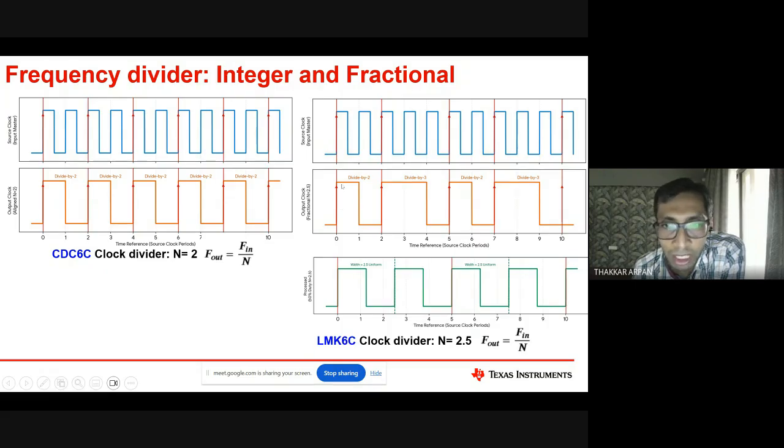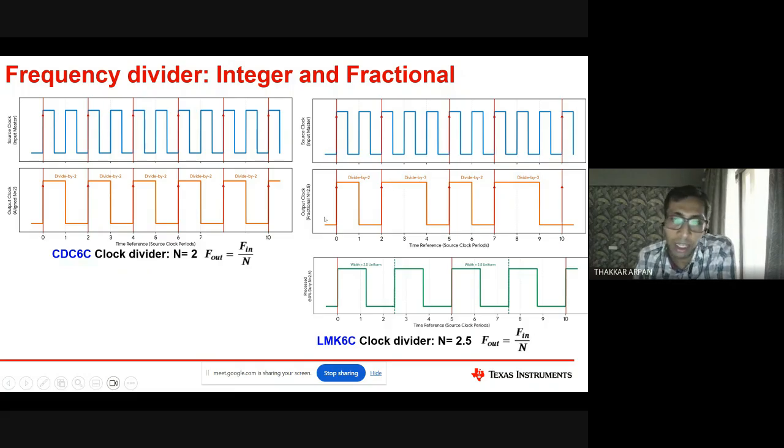But if I give you this signal as an output, then you will not like it, because you wanted a 50% duty cycle signal, right? So this particular LMK6C part has some circuits available. What it will do is convert this signal into a 50% duty cycle signal, and it will source this one as the output. Okay, so effectively now, this one is dividing by 2.5. So the output frequency is nothing but the input frequency divided by 2.5. But the basic division remains integer only.